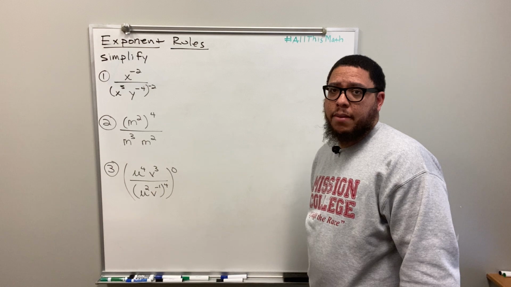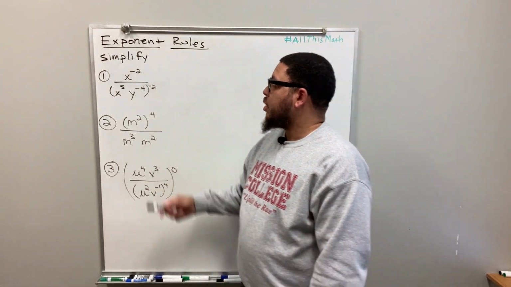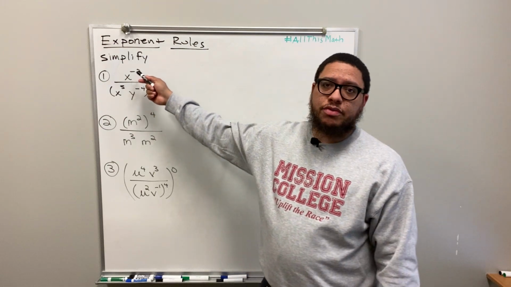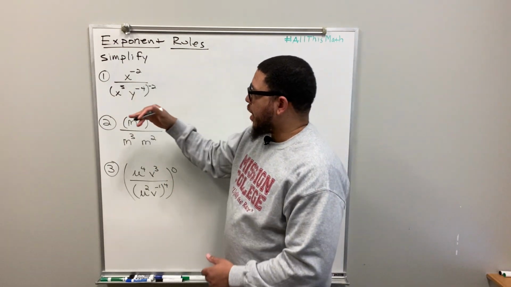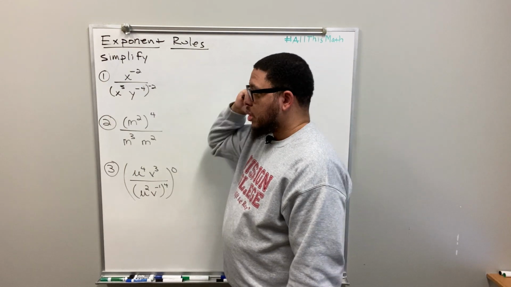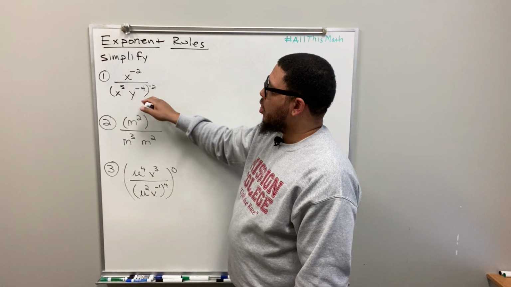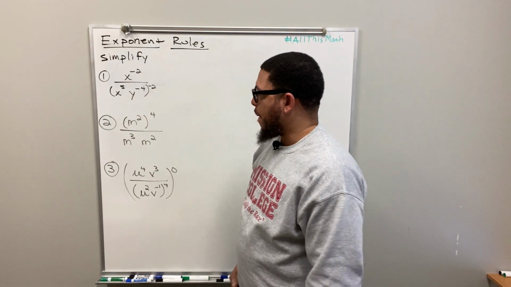So we start with number one. Number one is a fraction. Actually, all three of these are fractions. We start with number one. We have x to the negative 2 power divided by the quantity, because this is inside parentheses, the quantity x to the 5th times y to the negative 4th, all raised to the negative 2 power.